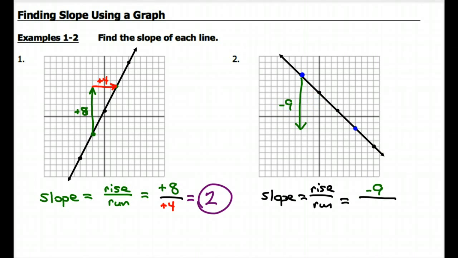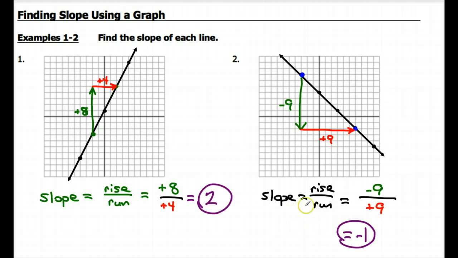And then for my run, I need to move to the right. I'm going 1, 2, 3, 4, 5, 6, 7, 8, 9 spaces again for the run. That is a positive change, so my run is +9. So for my slope, I have -9 divided by +9, which is going to give me -1. So we would say that the slope of this line is -1.